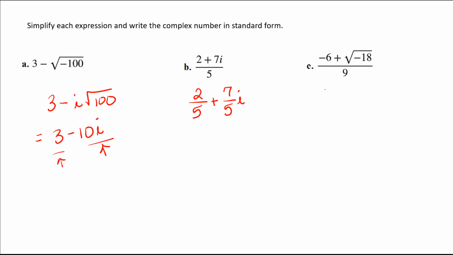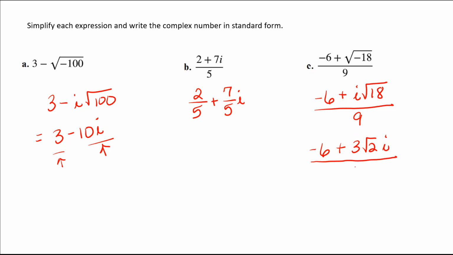Over here, again, first of all, you want to simplify it. So you've got negative 6 plus i times the square root of 18, over 9. And the square root of 18 has a 9 in there, so you need to simplify that. So you'll have negative 6 plus 3 square root of 2 i, all over 9. So when you write the final answer, you're going to write the real part first. So that's going to be negative 2/3, plus imaginary part second. That's going to be the square root of 2 over 3 i.